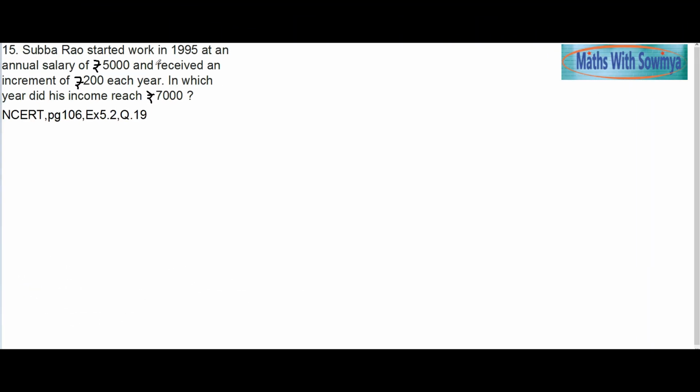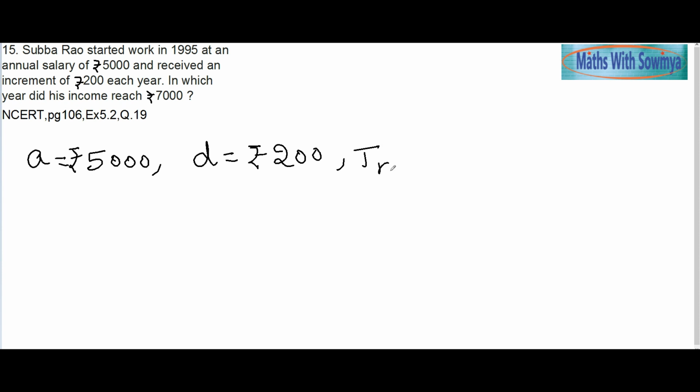In this question, it is given that Subba Rao started work in 1995 at an annual salary of rupees 5,000. So A is given to me as 5,000, and he received an increment of rupees 200 each year. Each year the same increment of rupees 200, so that is D we can take. And in which year did his income reach 7,000?